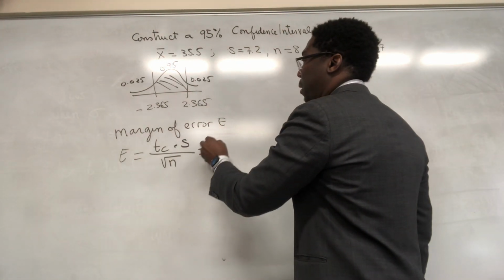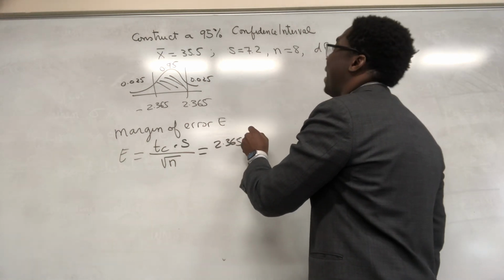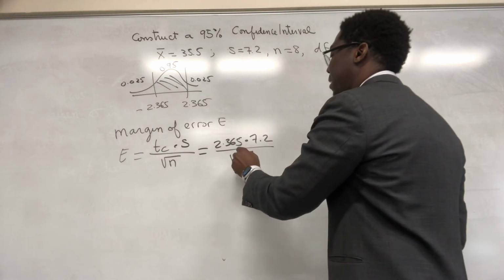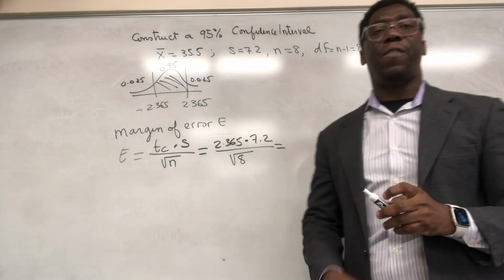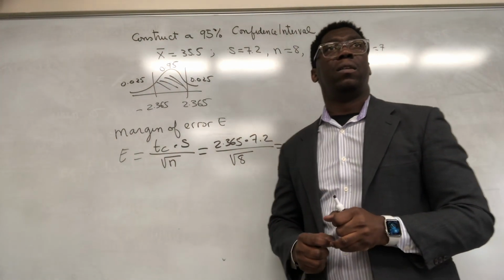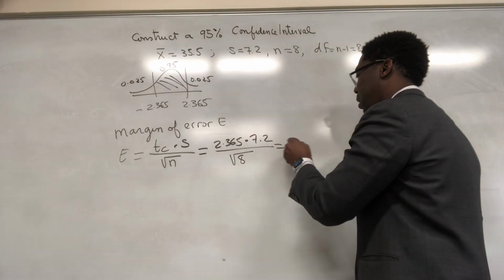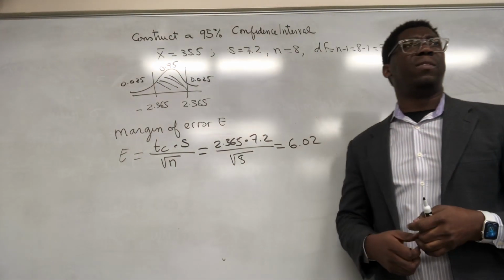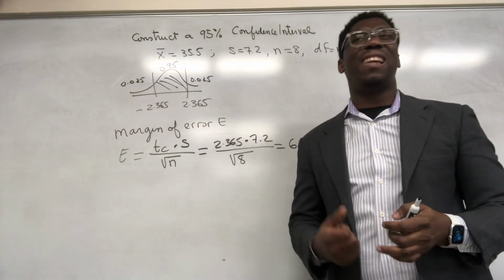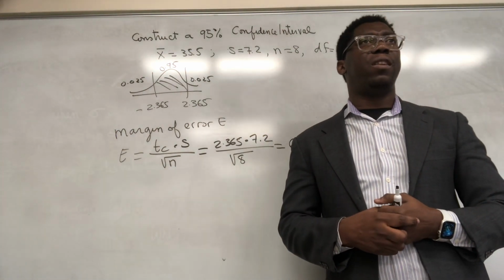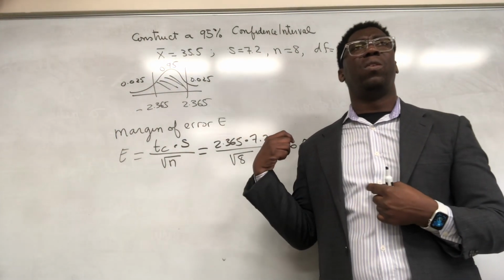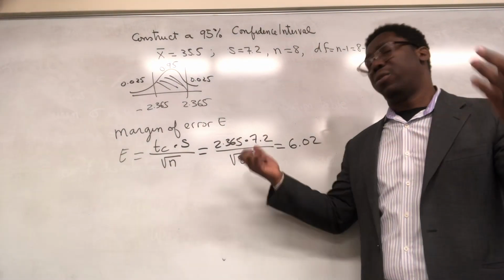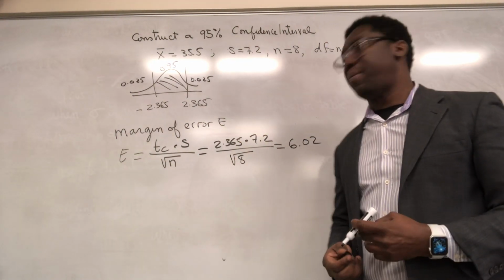Now, 2.365 times S, which is 7.2, over square root of n. N is 8. What is the margin of error you got? 6.02. All right. I could even use 6, that's fine. But in order to be more accurate, we can take 3 or 4 digits after the decimal point. What do you get after the 2? 6.02 is fine. So we're going to keep 6.02.